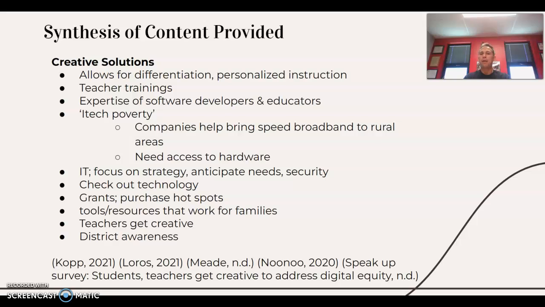Looking at tech poverty. There are places where companies help bring high-speed broadband to rural areas, and they're looking at ways to provide access to hardware. So getting grants, scholarships, and different things like that to make sure that happens.